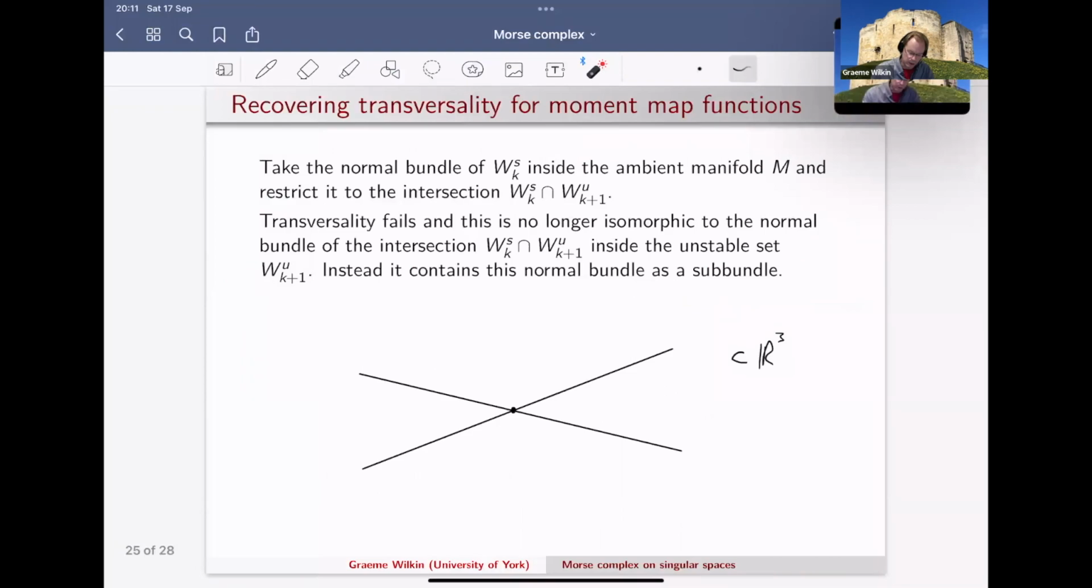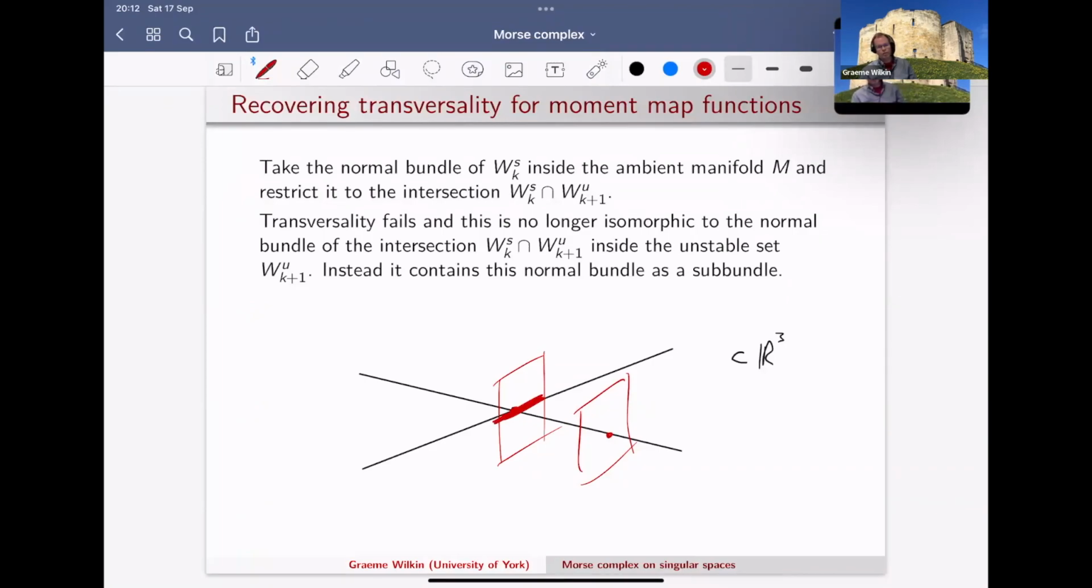Okay, so maybe I could just describe this failure of transversality here. Suppose now, so we drew this previous picture of these two lines intersecting, but the ambient space was R2. Here in R3, you have this normal bundle, which is two-dimensional. But when you intersect the two manifolds, you have some two-dimensional normal bundle, but the normal bundle within the intersection is only one-dimensional. Okay, so this is what goes wrong.